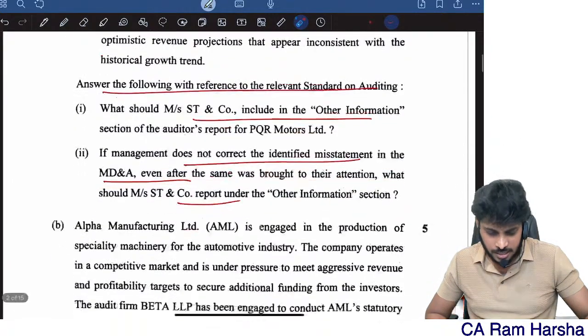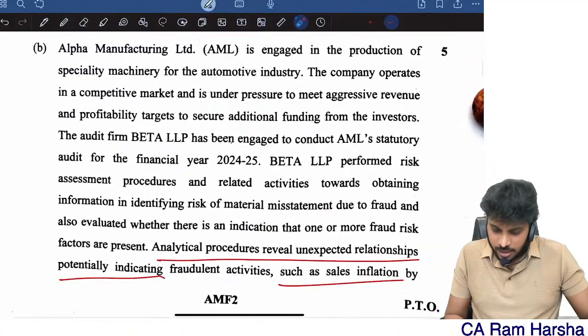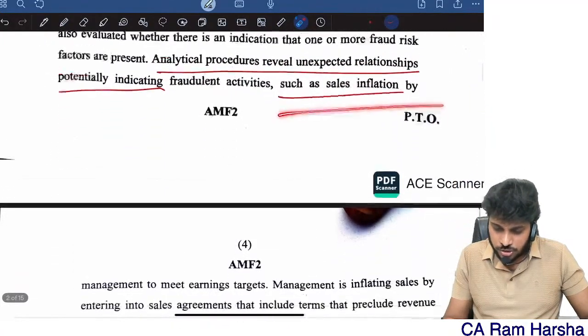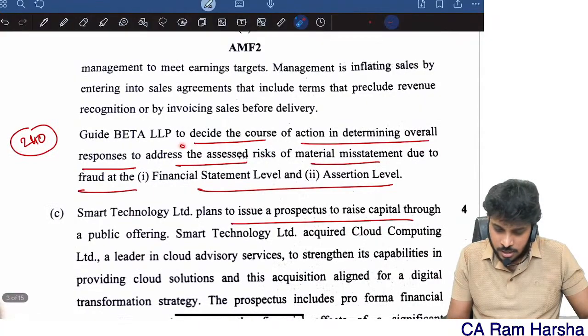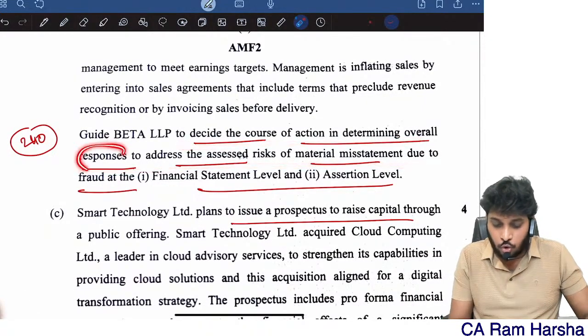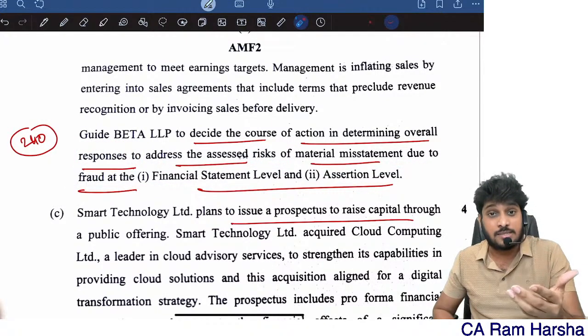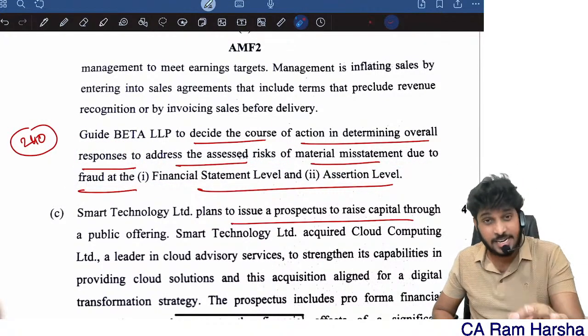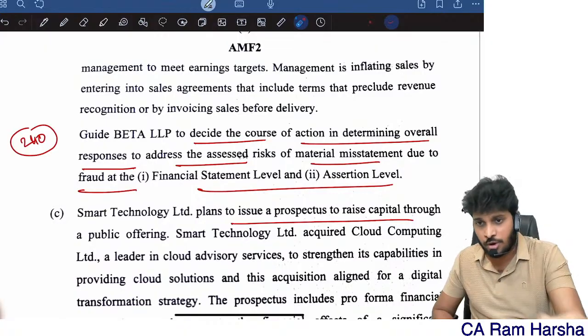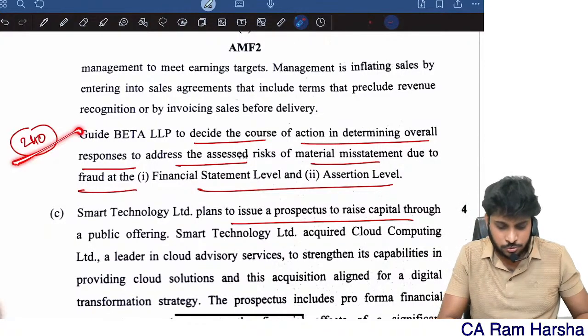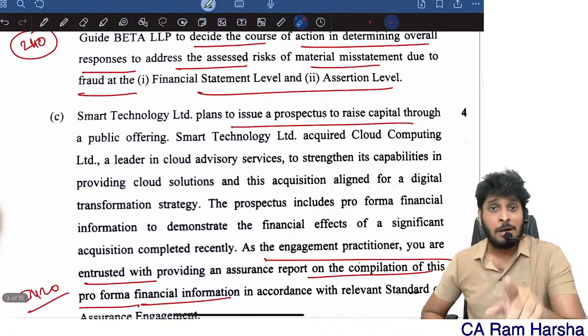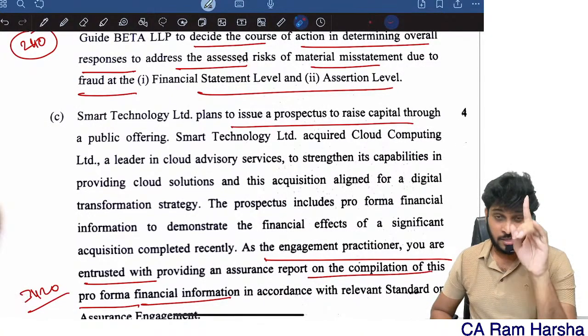720. Okay, next. Here analytical processes reveal so and so, such as sales, inflation, all that. Guide actions in determining overall response to assessed risk under 240. There is a special side heading in our book also. Those of you who are following our book, you are getting it. That's it, 240. By the way, I must tell you one point. There is a high possibility of grace marks allocation.